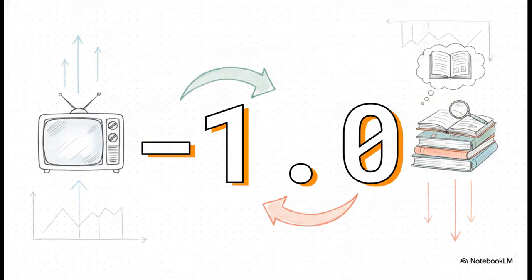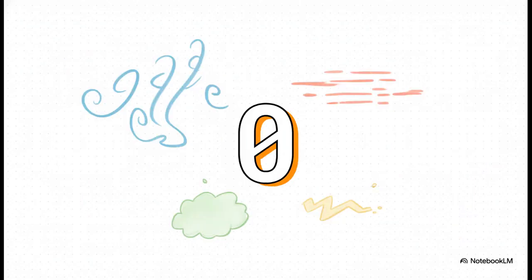On the flip side, of course, we have -1. This represents a perfect negative, or you could say inverse, relationship. As one variable increases, the other systematically decreases. For instance, you might find that as the hours of TV watched per week go up, test scores tend to go down. And what if the number is 0?